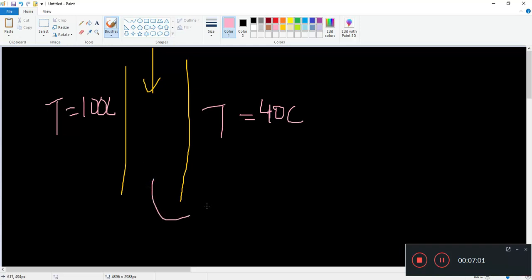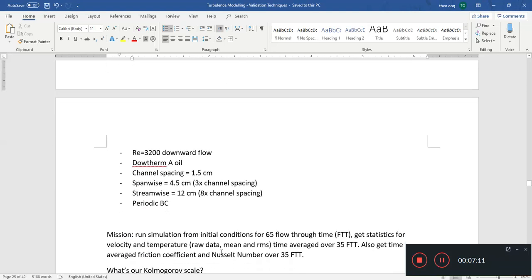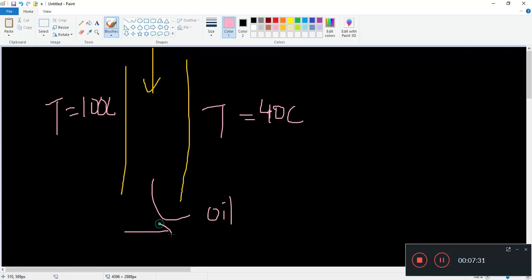And what is the fluid here? We say that it's some heat transfer oil called Diatherm. This is something I used in my heat transfer tutorials before. We'll try to give it some Reynolds number of maybe 3,200. Can't make it too high, if not your computer will break down because there's just too much turbulence. And we use Diatherm A oil. Channel spacing here is about 1.5 centimeters.